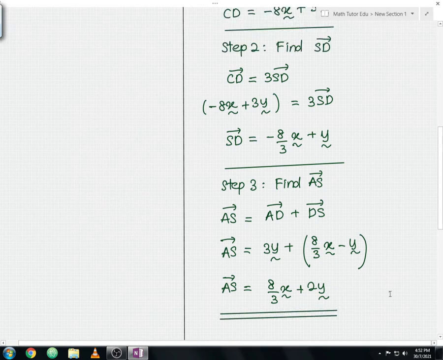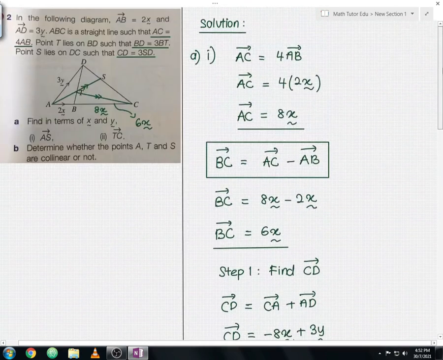From here we will proceed with our discussion for question A, part 2, where we are required to find the vector TC now. If you are wondering where the vector TC is, this is the vector TC over here. In order to find the vector TC, the first step is to find the vector BD over here. So why vector BD?